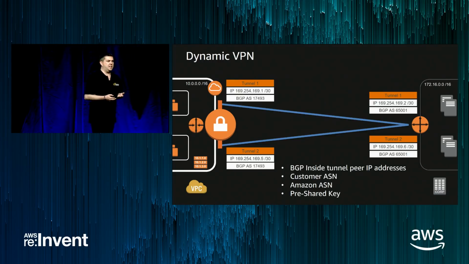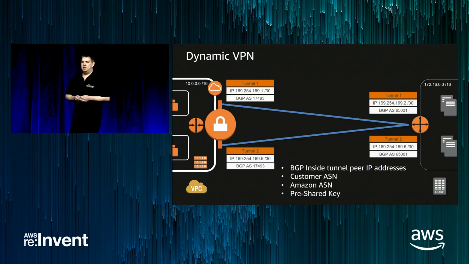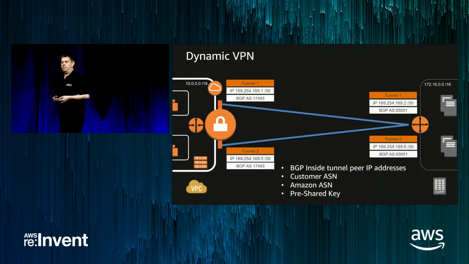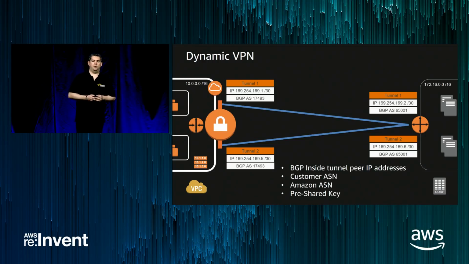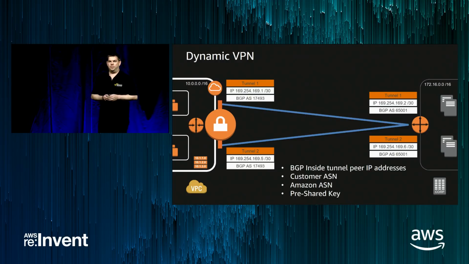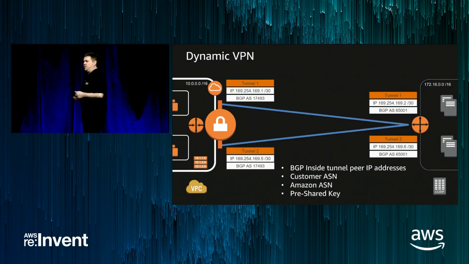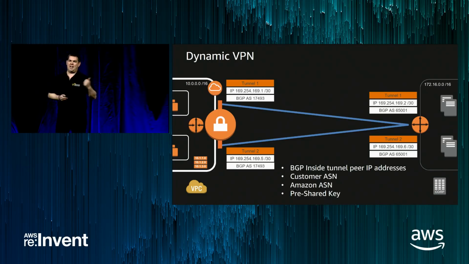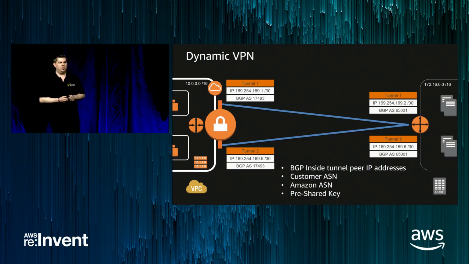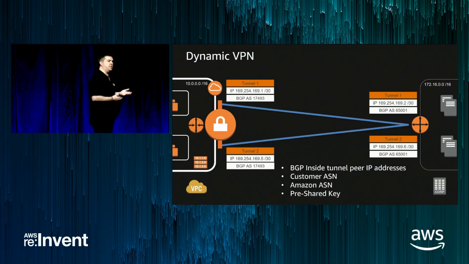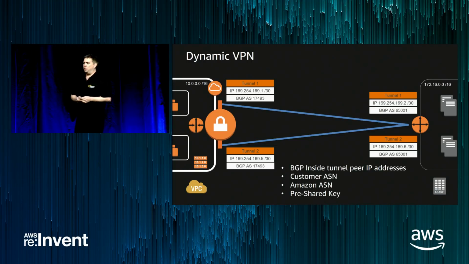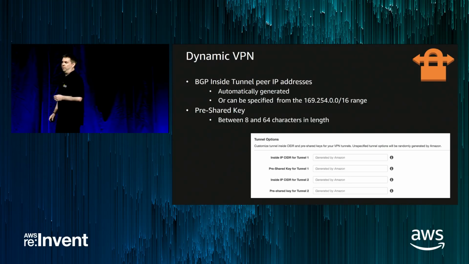Now, each tunnel has a defined pair of tunnel IP addresses, and we have to define an AS number. Now, BGP relies on ASs to identify the two ends of the BGP session, and then these two endpoints exchange that routing information. So you have to define these tunnel IP addresses. You have to define the AS number on the customer side of the connection and the AS number on the Amazon side of the connection. Also, you have to define a pre-shared key.